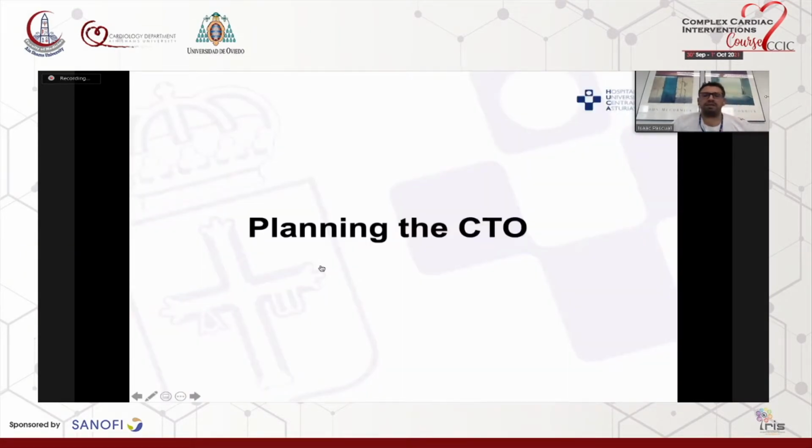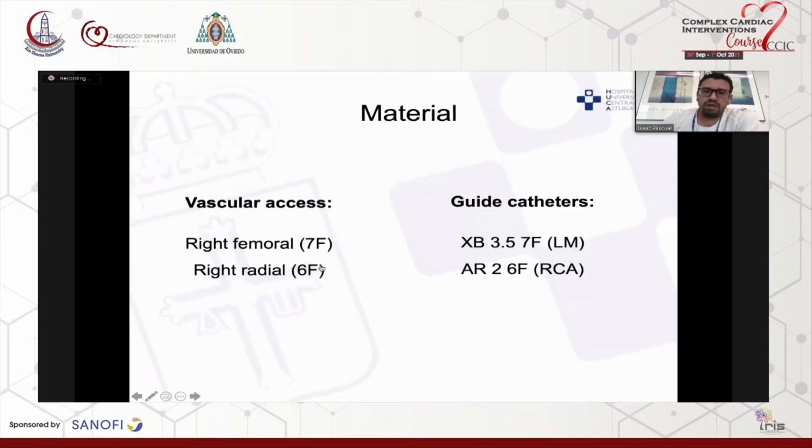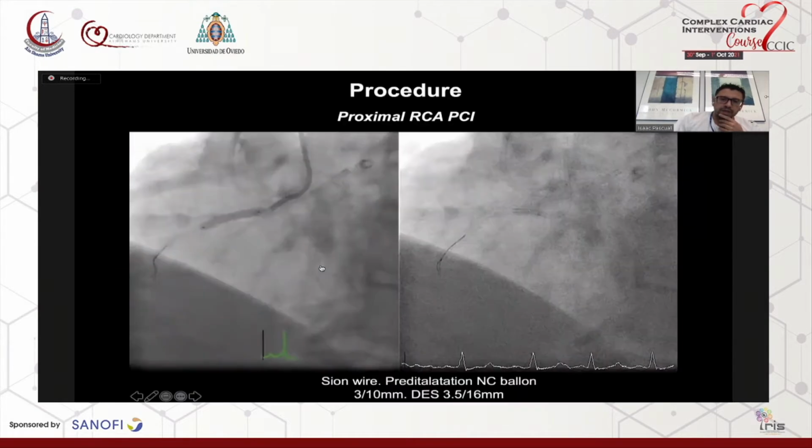So planning the CTO approach, we always use the hybrid modified algorithm, and many times we start with a primary antegrade approach. In order to do this, we use two vascular accesses, right femoral 7 French and right radial 6 French, and the guiding catheters that you can see in the slide. It's Tiger for the left and Atlas right for the right.